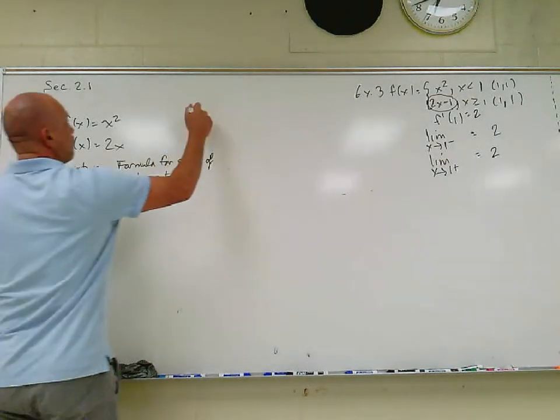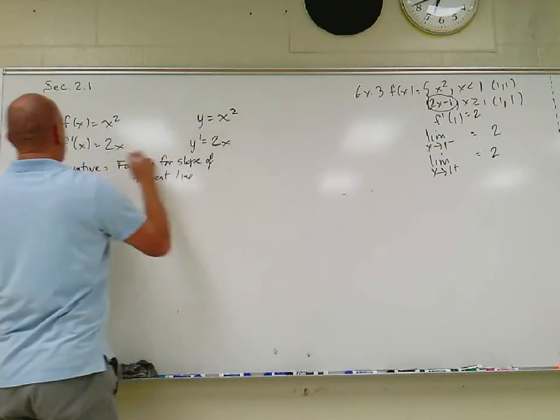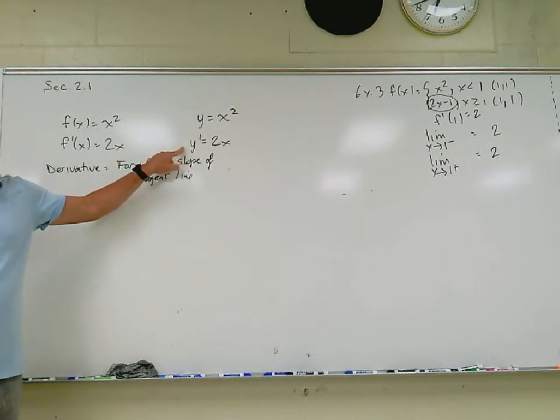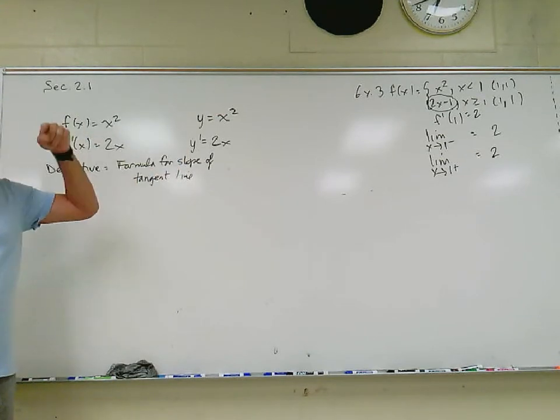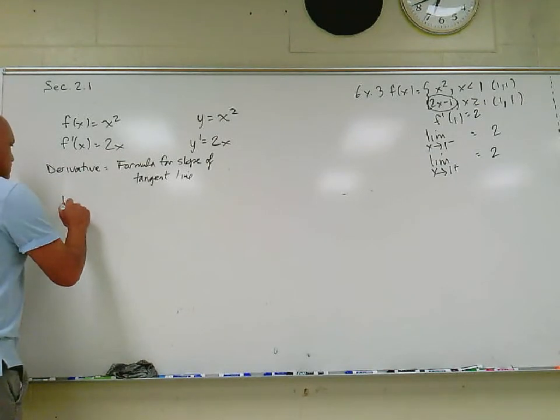Had I written it y equal to x squared, we would have written y prime is 2x. So f prime of x and y prime are two ways that mean the same thing. So the prime mark is the notation for the derivative. There's a third one that looks a little weird, but I'll show you that it makes sense.